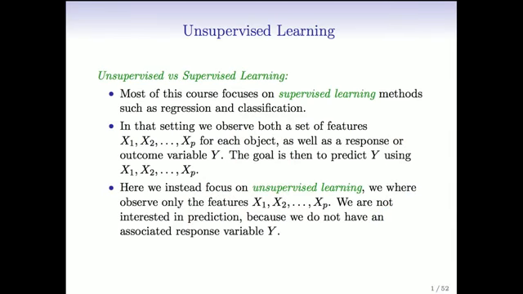Most of the course, as we've seen, focuses on the first exercise, supervised learning, where we have labels. But today we're going to talk about the setting where we don't have labels, unsupervised learning. All we observe are the features, which, as before, we'll call x1 through xp. And we want to know how the features relate to each other.